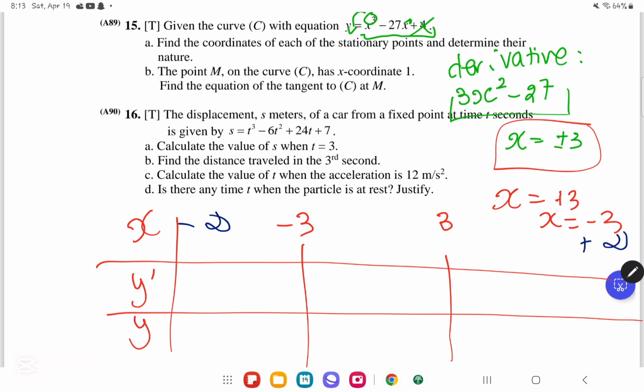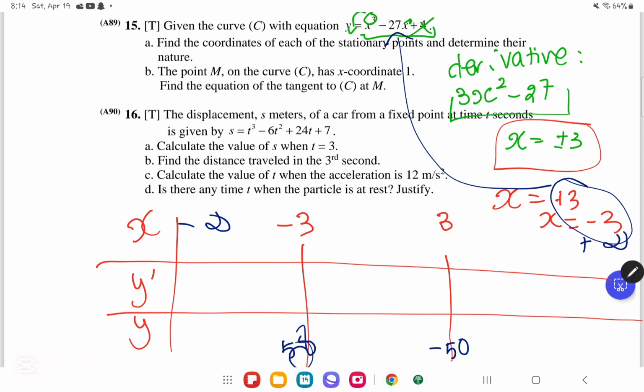Now on the bottom, what are we going to put over here? We're going to take the value of our roots, which is plus and minus 3, and substitute it in the original equation. So it's going to be 3 to the power of 3 minus 27 times 3 plus 4. You put it on your calculator, and you will get minus 50. This is for 3. If you do it for minus 3, so it's minus 3 to the power of 3 minus 27 times minus 3 plus 4, you're going to get an answer which is 58.